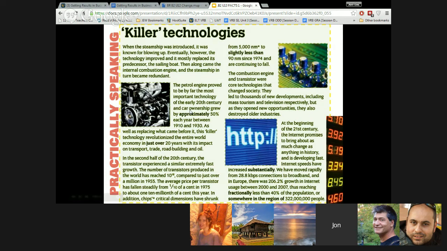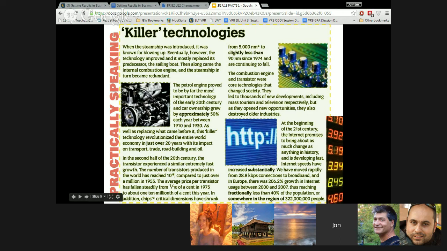When the steamship was introduced, it was known for blowing up. Eventually, however, the technology improved and it mostly replaced its predecessor, the sailing boat. Then along came the internal combustion engine, and the steamship in turn became redundant. There you go. That's a picture of the internal combustion engine, and it was better in some way. Blowing up. Do you know what that means? Explode, right. So when it was first created, it didn't work very well. Then it worked, but we came along with something better. Okay? Greg, take the next little paragraph, please.